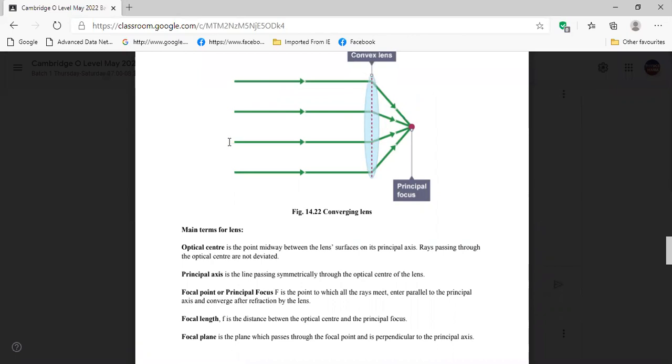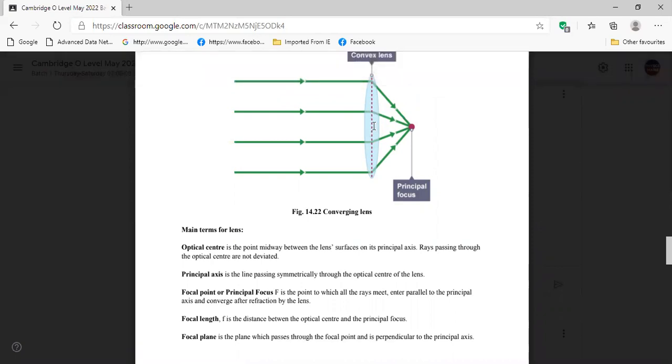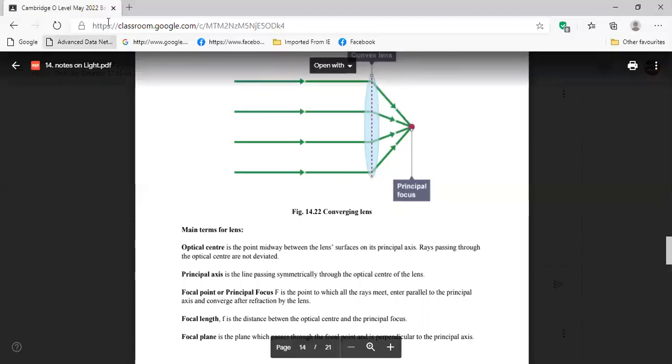And the lines you see parallel here, through the optical center, the line going horizontally, that is called the principal axis. Like I'm drawing here, this one is called the principal axis, okay? And this one is the optical center here, and this one is the optical axis.